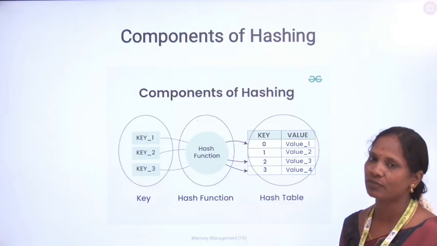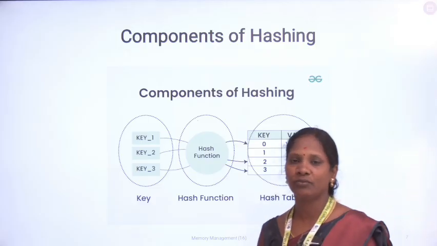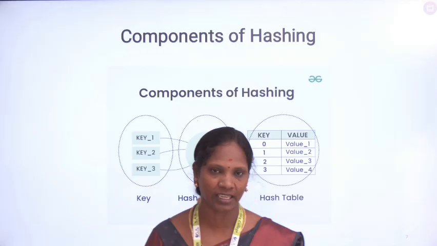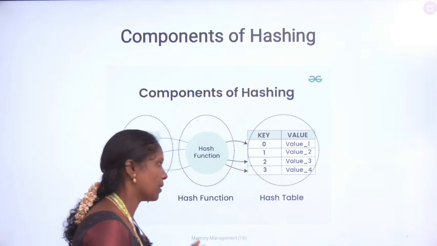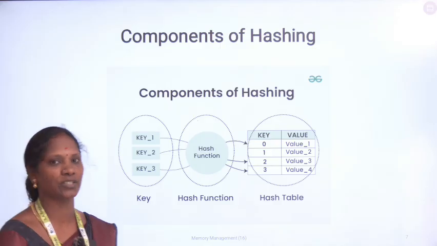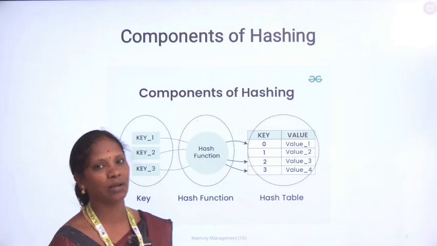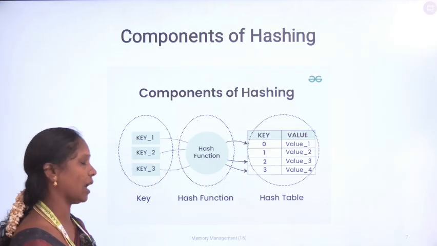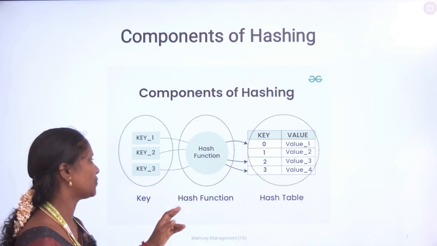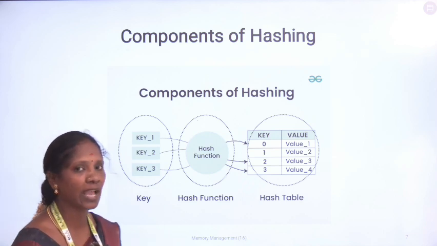And then the components of hashing. Here we have three components: one is the key, another is the hash table, and another is the hash function. What is a key? We take a number of elements. The elements are the hash keys, and then we use hash functions.